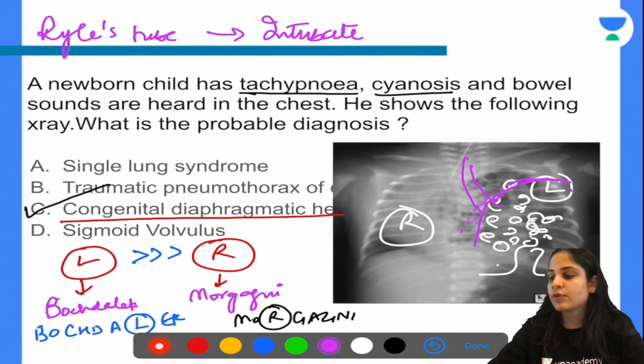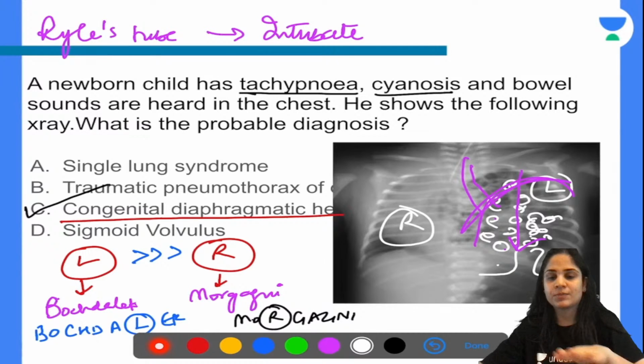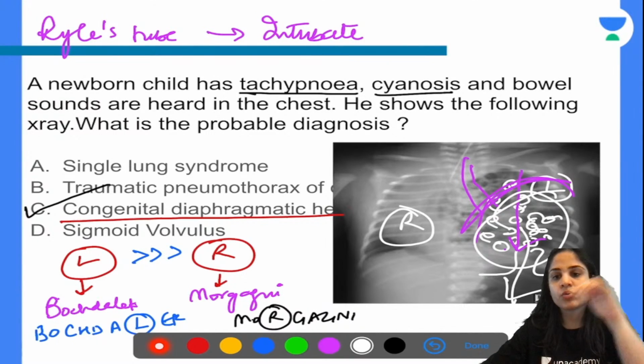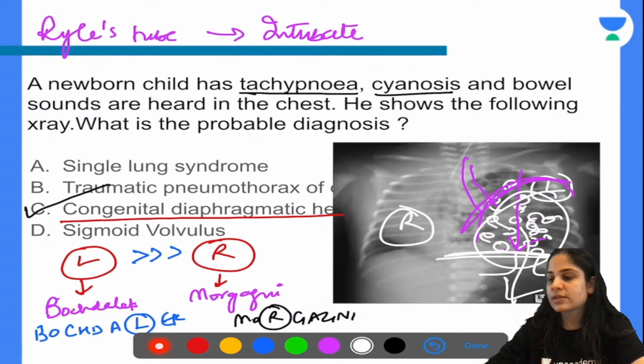Of course, for treating the patient, you will have to take him up for surgery, push all this bowel back down into the abdominal cavity, and then close the defect with a mesh. Wherever the defect is in the diaphragm, you close it with the mesh so that the bowel does not go back into the thoracic cavity. All right. Moving on to our next question.